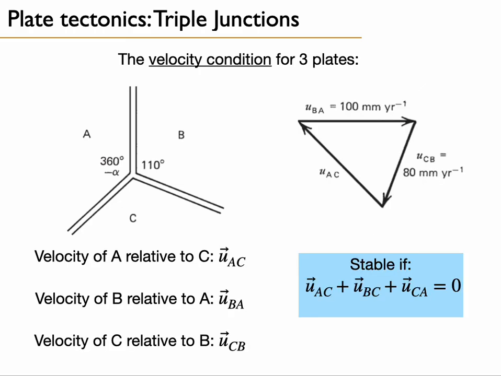So we have a triangle, and we have different relative velocities of plates. We have the velocity of A relative to C, that's UCA, and it will be marking these edges of the triangle. We have the velocity of B relative to A, that's UBA on that side, and the velocity of C relative to B, that's UCB. Now we introduce the stability condition. The sum of these three vectors is 0.